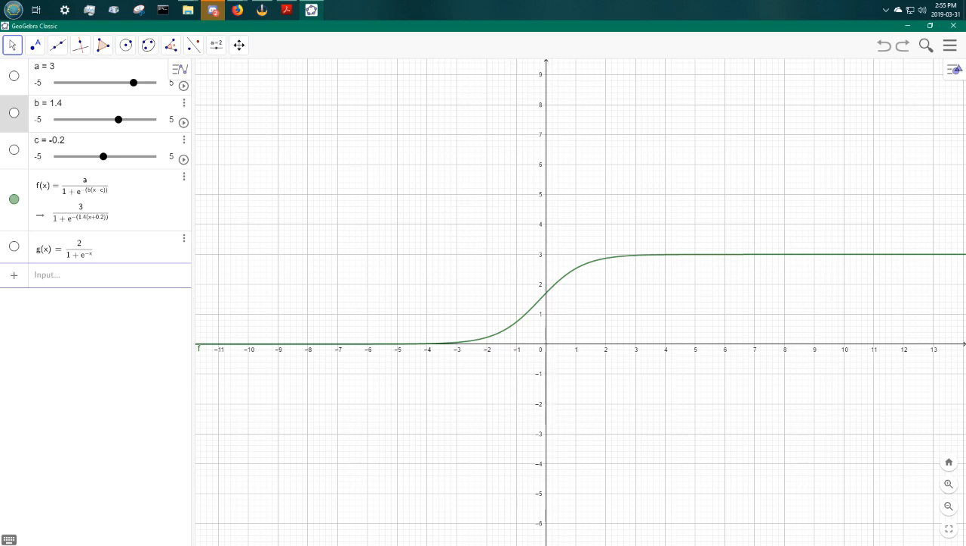Let's go ahead and look at question 2. Question 2 gives us another function, which I have written in terms of g: g of x equals 2 over 1 plus e to the negative x. Model logistic growth or decay. The question is basically asking which it is. Is it a growth or decay model?